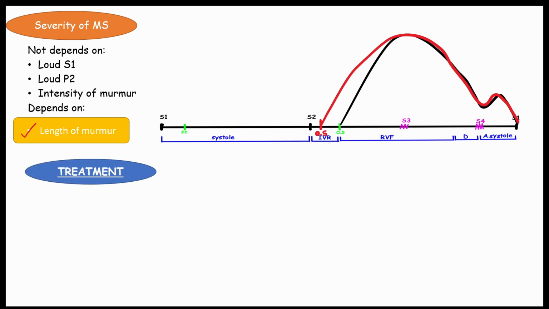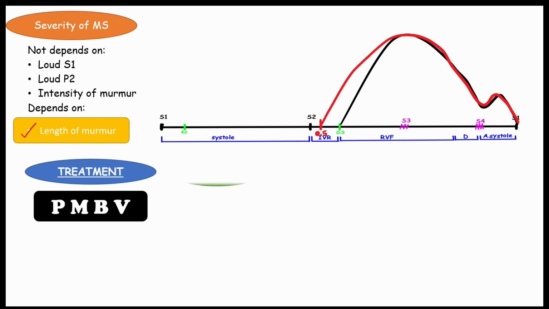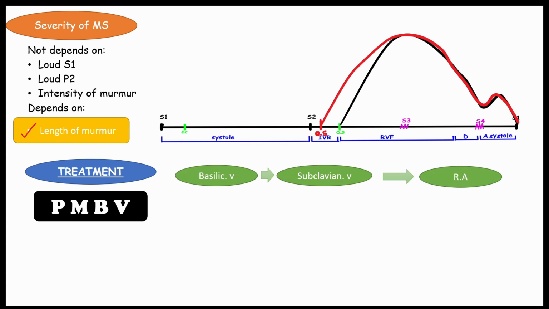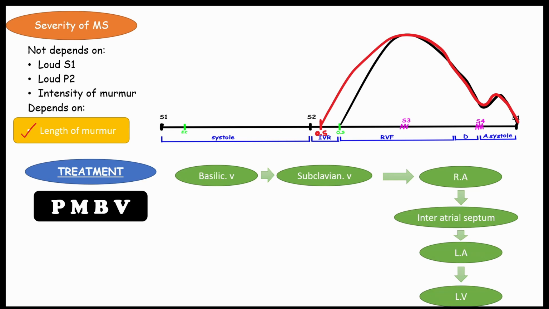Okay, let's see the treatment of severe mitral stenosis. The treatment is percutaneous mitral balloon valvotomy. In this procedure, we will puncture the basilic vein under fluoroscopy. We move through the subclavian vein to the right atrium. Then we puncture the interatrial septum and move to the left atrium. We insert a balloon in between left atrium and left ventricle and inflate the balloon. This will lead to increase in the orifice of the valve.